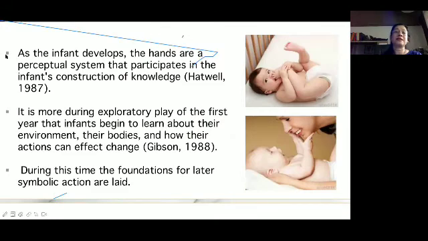As the infant develops, the hands are a perceptual system that participate in the infant's construction of knowledge. It is more during the exploratory play of the first year that infants begin to learn about their environment, their bodies, and how their actions can effect a change. During these times, the foundations of later symbolic action are laid. So your paper cutting, paper crunching does not come by itself. There is a lot which goes into that action, or even holding a pen.